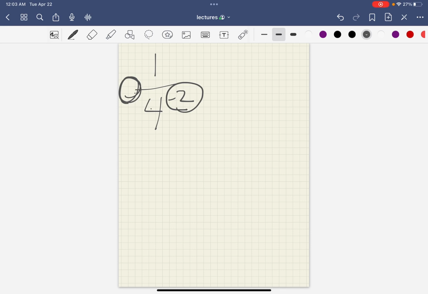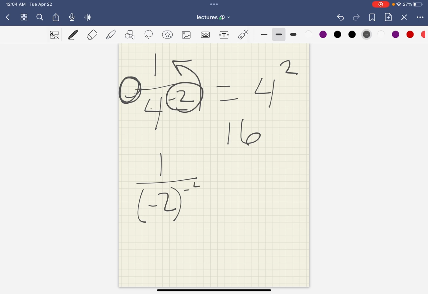What that negative exponent means is that the number doesn't belong where it's at. The number has a negative exponent in the denominator, so in order for it to be a positive exponent, we're going to have to take it upstairs. So it'll become 4 to the positive 2. Okay, so 4 squared is 16.